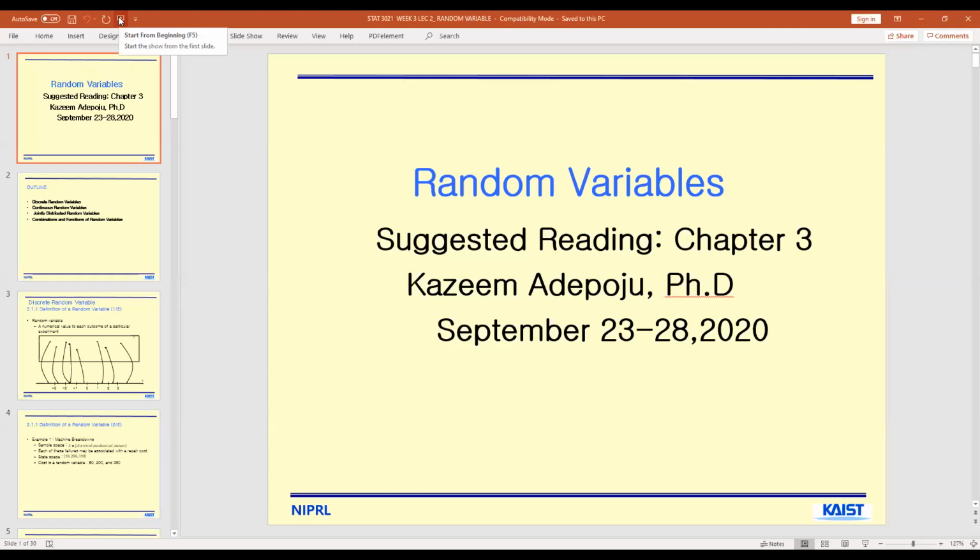Okay. I think I introduced you to the concept of random variable last week, and of course, we are still on that. So we're going to use the material from last week. I'm actually going to start from where we stopped last week.